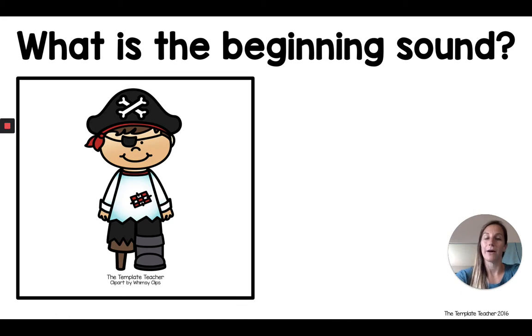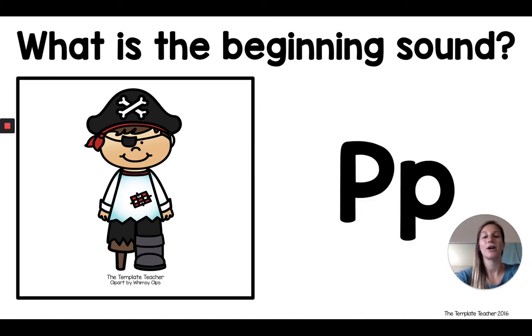Can you tell me what this is a picture of? This is a pirate. Can you say pirate? What is the beginning sound of pirate? Pirate starts with the sound p, which is the letter P. Pirate.